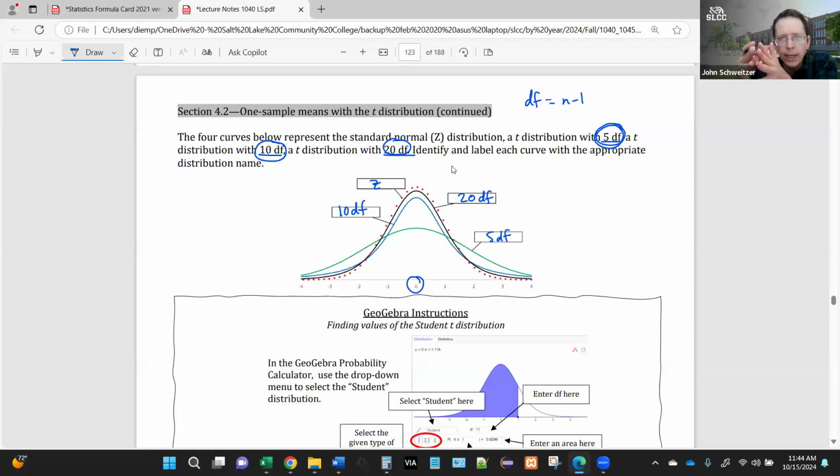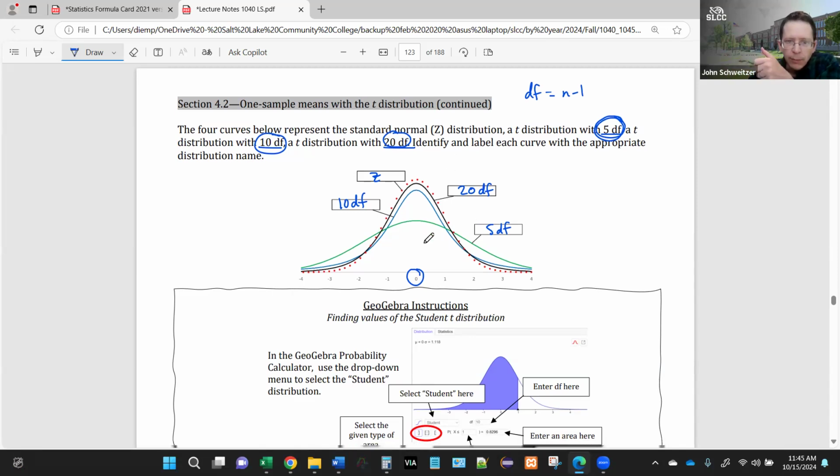So that's one key idea about the t-distribution. It changes for every sample size. So the larger your sample, the closer it becomes to the standard normal. The other idea is that it's bell-shaped. That's similar to the normal, and it is symmetric about 0, so it's centered at 0. So there's some here that's new and some that's the same, right?